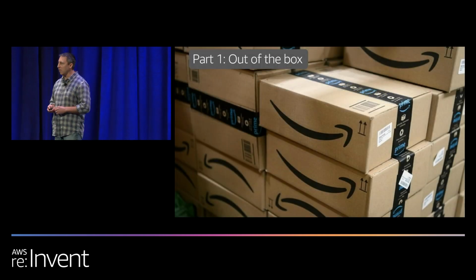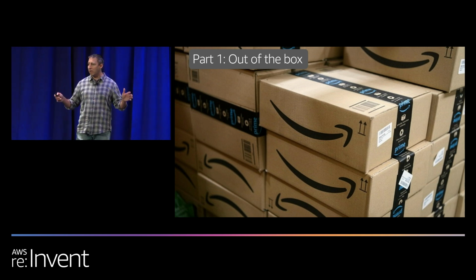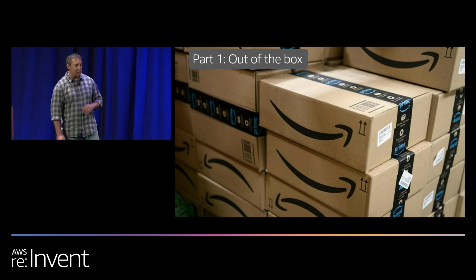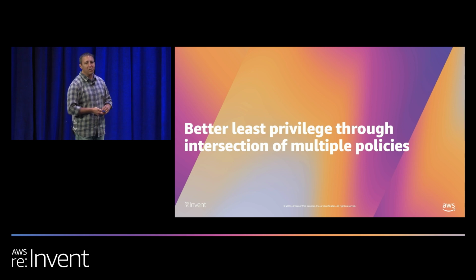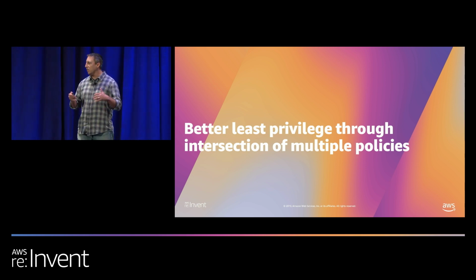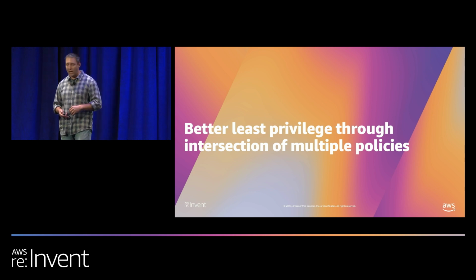Okay, so now let's get started with the fun stuff, the meaty stuff. Part one today, we're going to do entirely out of the box, right? These are all features that you can pick up and use and start with today. No building required. And the first theme we're going to look at is how you can achieve better least privilege through the intersection of multiple policies.